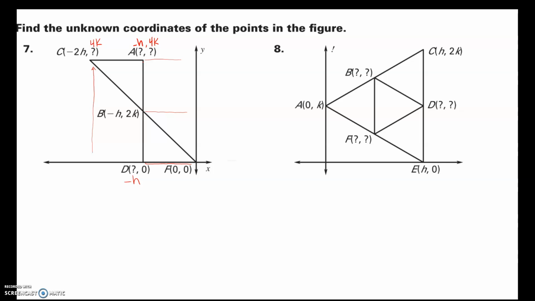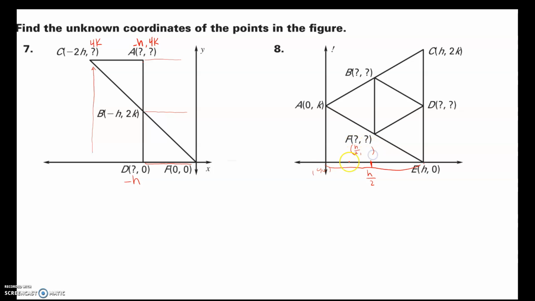Going over to number 8. These are all mid-segments. So I know I'm starting at (0, 0) right here at my origin. And so I'm going to go over all the way here. That gives me h. So if this is a mid-segment, I'm going to take half of that distance, which is going to be h over 2. It's going to be right here. So that means for my f, I went over h over 2. So that's going to be my x there.